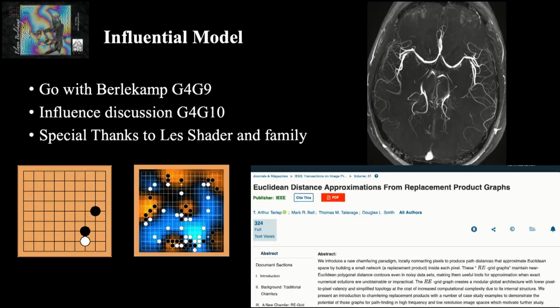Turns out, though, that propagating through a square grid space and trying to make it look more amorphous, or even just Euclidean, is kind of a difficult problem. This led to a publication recently, and it has applications in things like processing medical images. I'd also like to thank Les Shader and his family for bringing me here in the first place. Les is no longer with us, and if you have any good Les stories to share, please find me after the presentation.